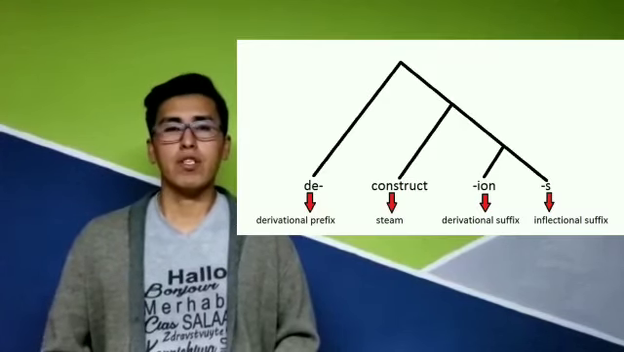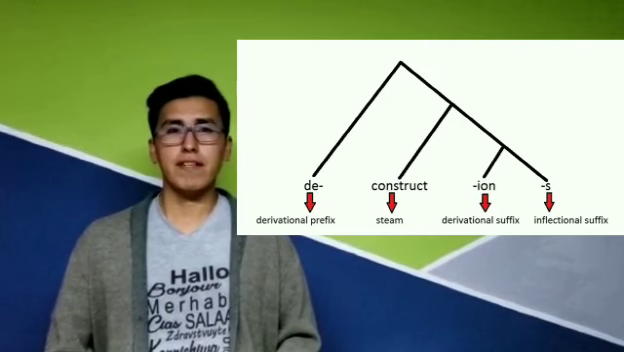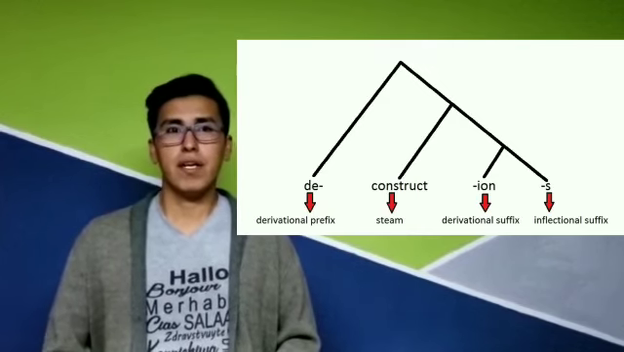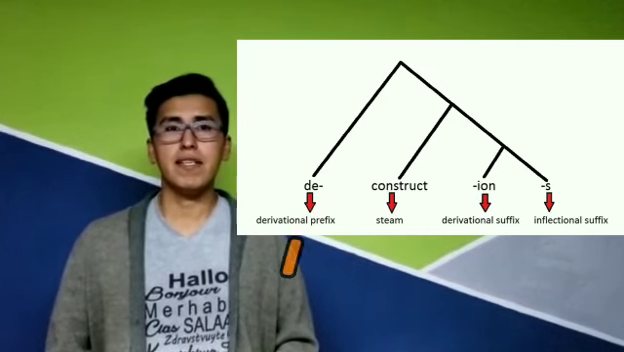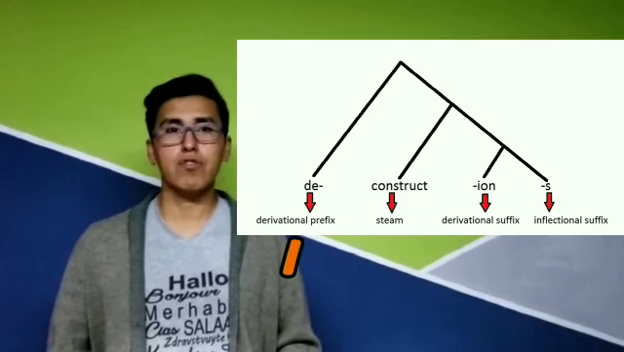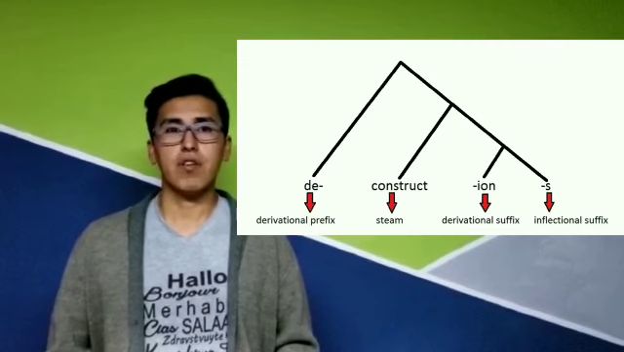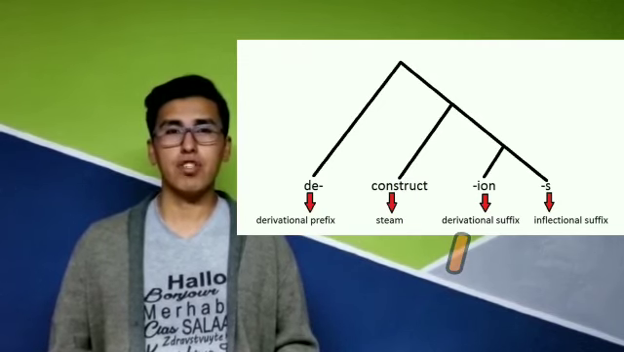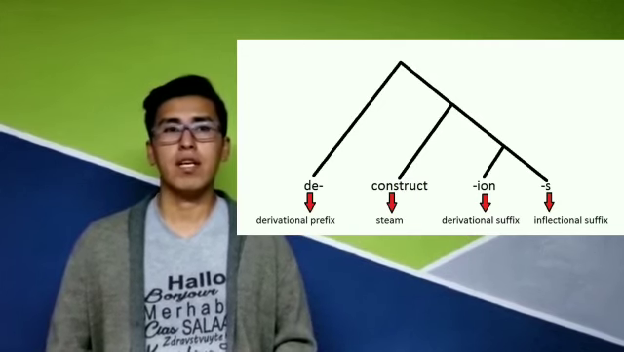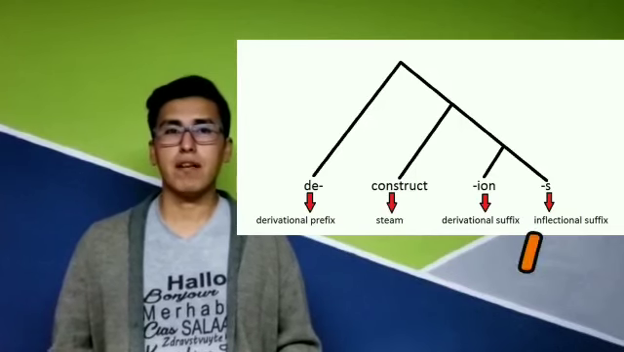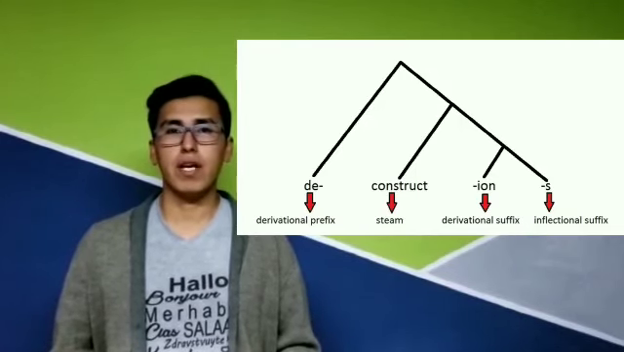An example of this is given below for the word deconstructions, showing the order in which the various affixes are added. First, the derivational prefix de is added to the verb base construct to get the verb deconstruct. Second, the derivational suffix ion is added to the verb stem deconstruct to get the noun deconstruction. Lastly, the inflectional plural suffix s is added to the noun to get deconstructions.